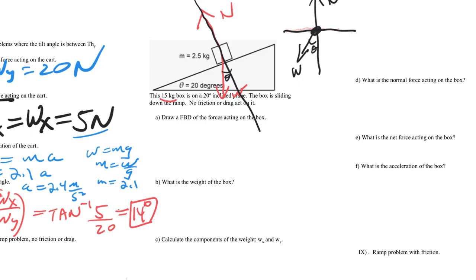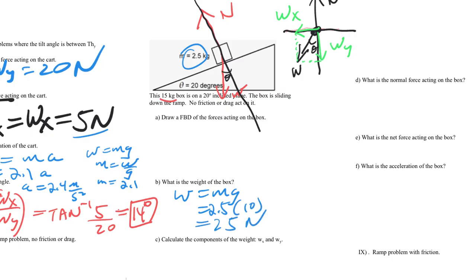So I'm going to do x and y components of the weight. There's wx, and here's wy. So there's my free body diagram. Again, I don't have anything balanced. If there was friction, it would be opposing wx, but I don't have that. What's the weight of the box? Okay, so the weight of the box, mg. The mass is given as 2.5 times 10, so that's just 25 newtons.